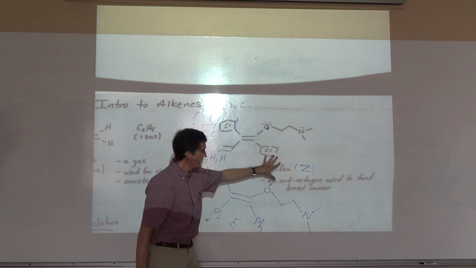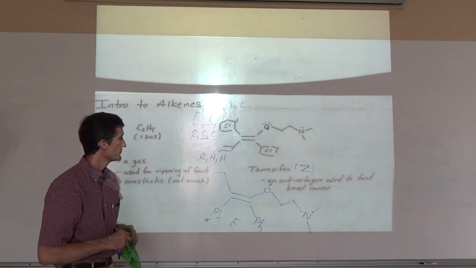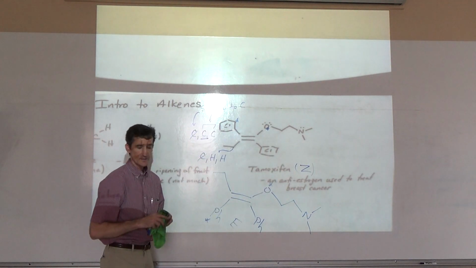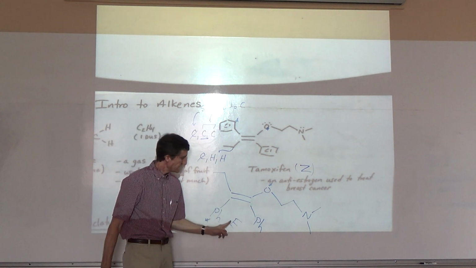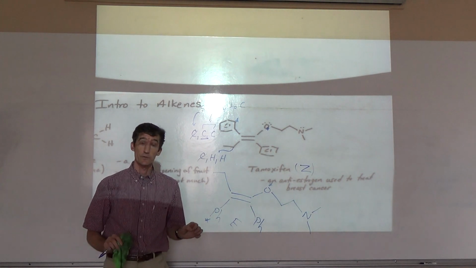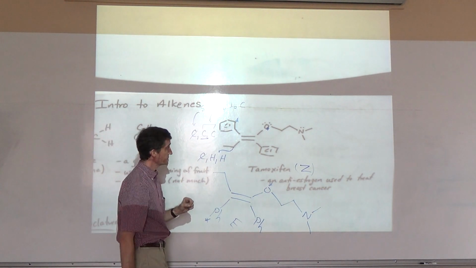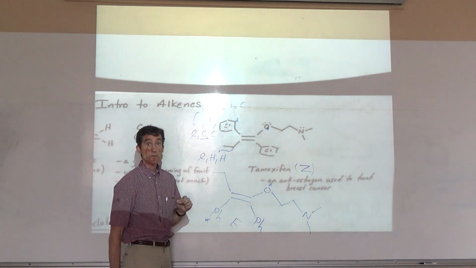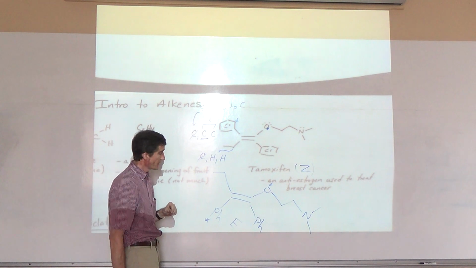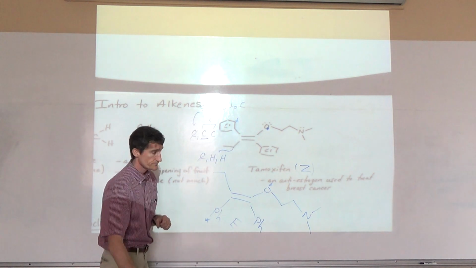Now we can note that in the Z configuration, the Z stereoisomer, this compound has activity against breast cancer, but the E configuration, the E stereoisomer, is inactive or not active against breast cancer. Thus illustrating the importance of stereochemistry and the orientation of these groups, in this case relative to each other.